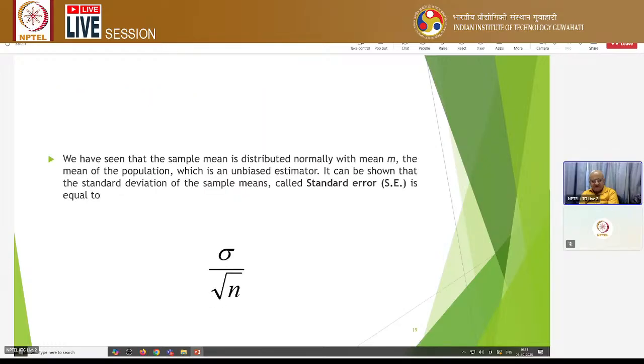So we have seen that the sample mean is distributed normally with mean μ, the mean of the population, which is an unbiased estimator. It can be shown that the standard deviation of the sample means is called the standard error. So we just call it error. That means what is the error in the measurement; standard error and deviation are almost the same thing. The standard deviation of the sample mean is called standard error, and that will be equal to sigma by square root of n. So what happens is that if you keep on increasing the sample size, there is an averaging out effect. That means things get averaged out, and therefore this will become smaller, by square root of n. So that means accuracy will improve.